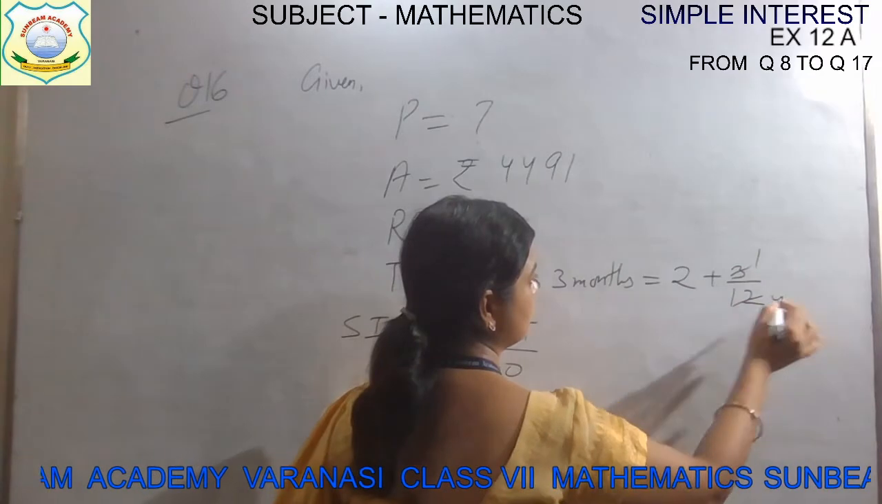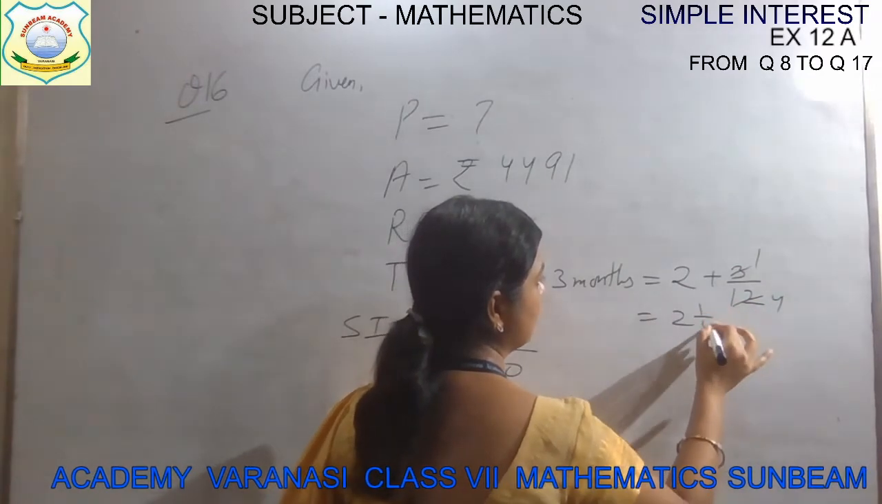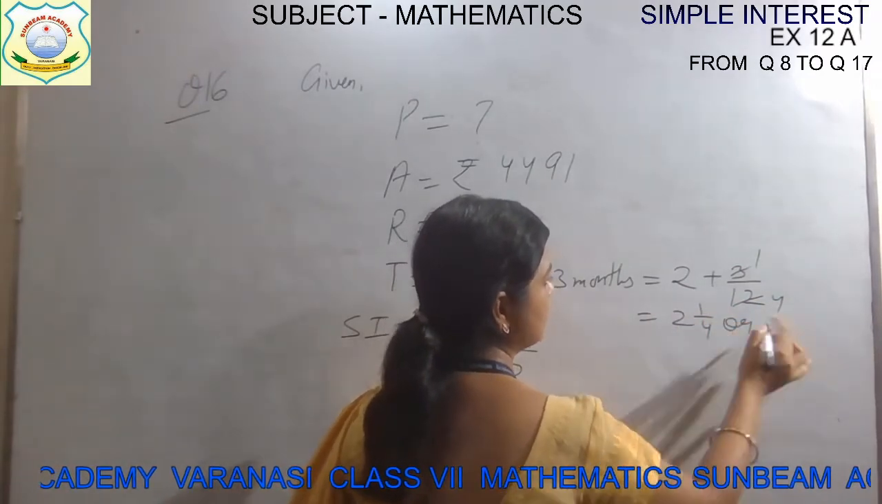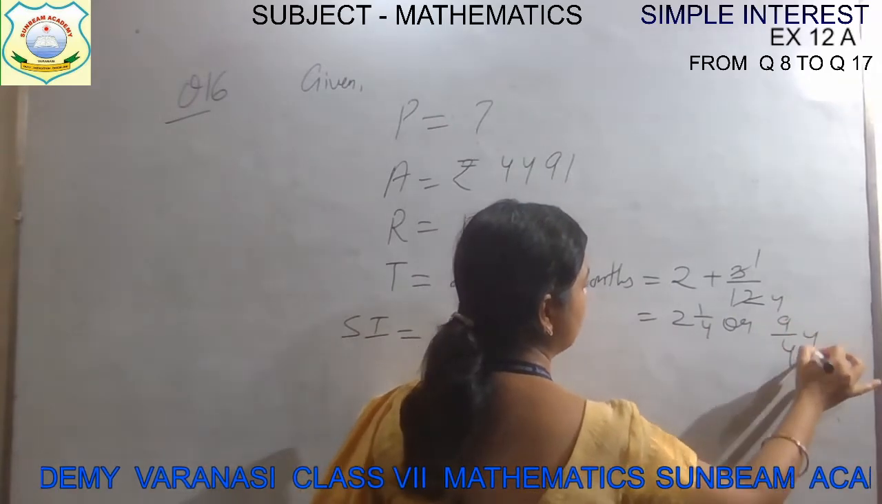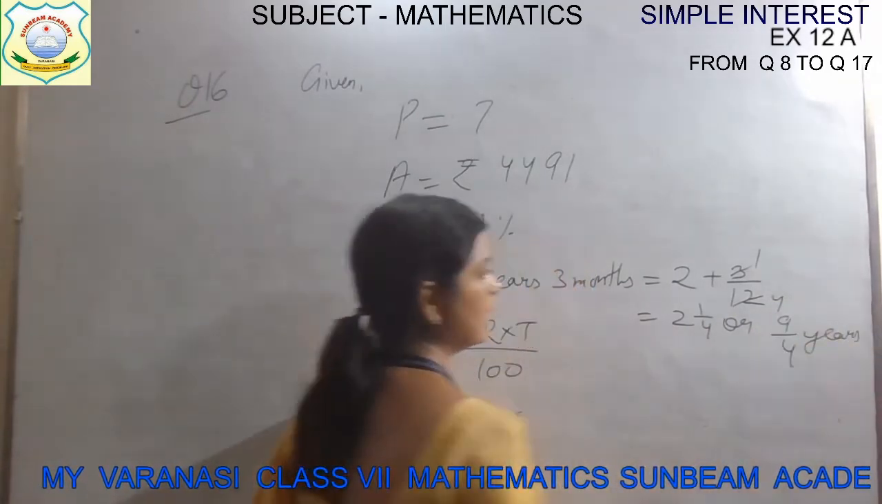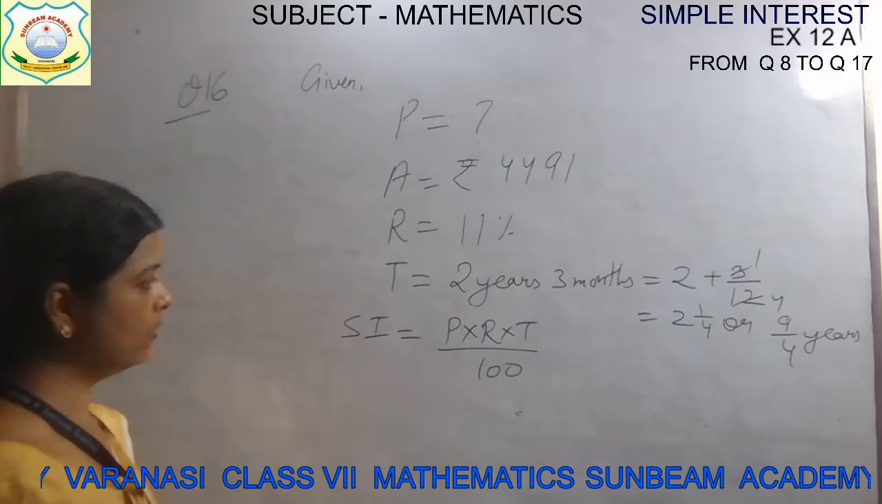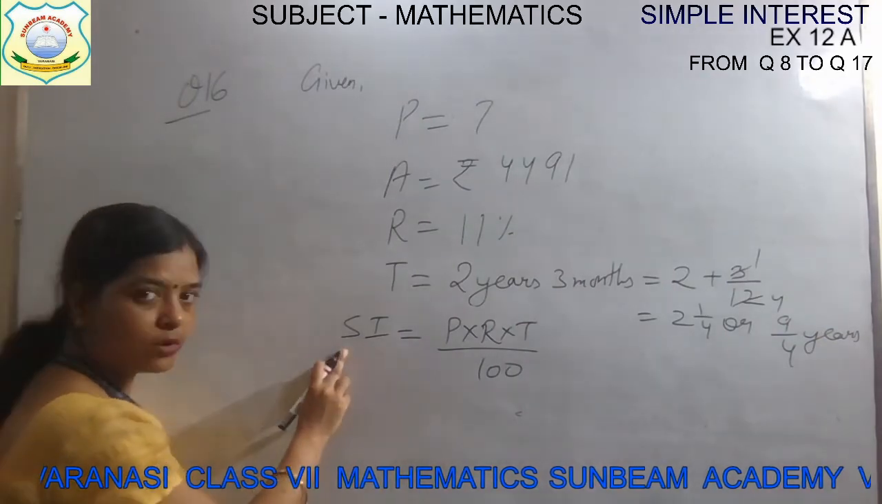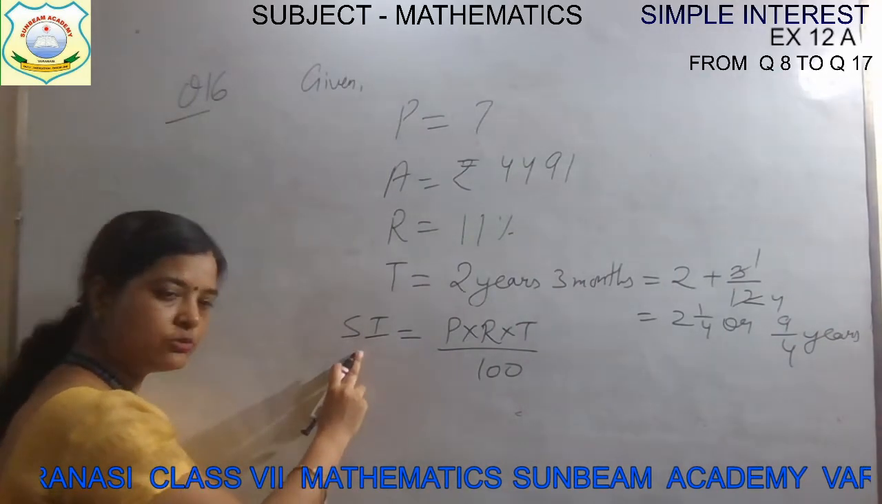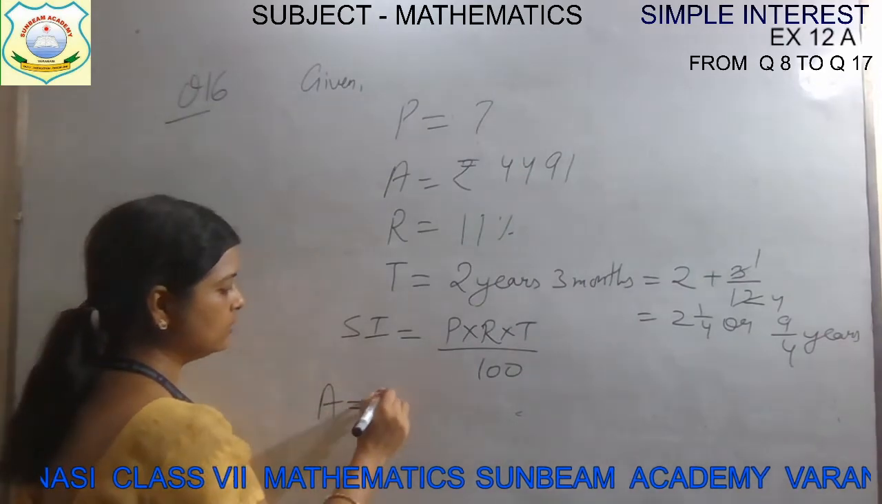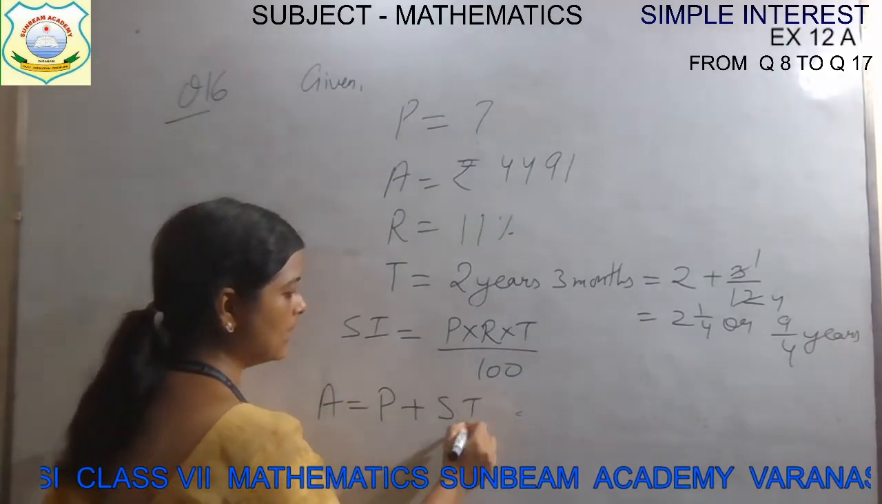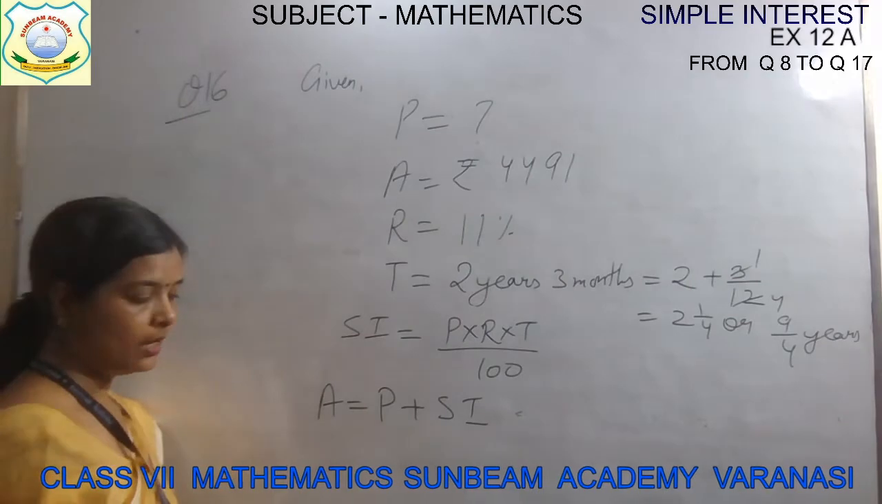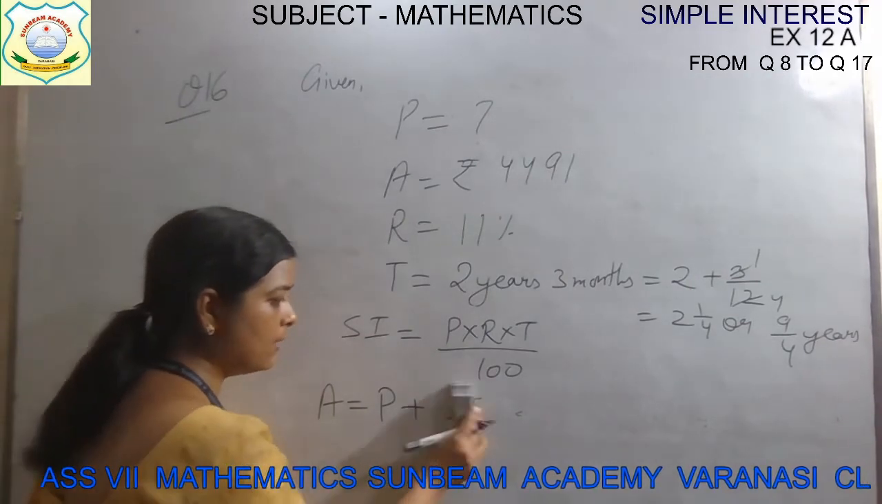So 3 by 4 is 2 whole 1 by 4, or 4 twos are 8 and 1, 9 by 4 years. 9 by 4 years. Now children, I am using this formula to write it in the amount formula. Amount is equal to P plus SI.